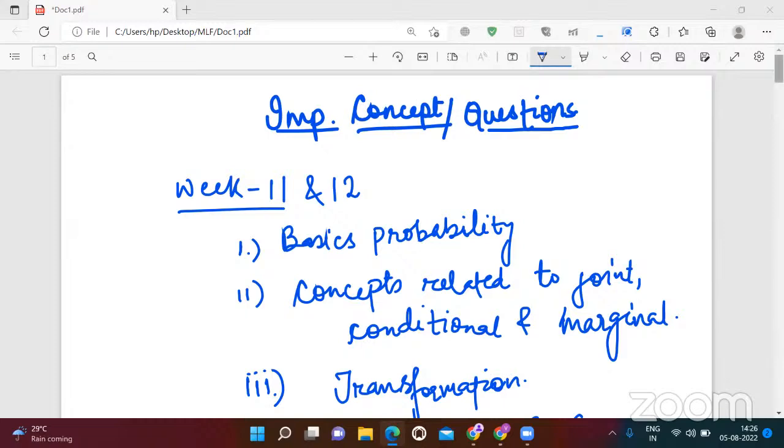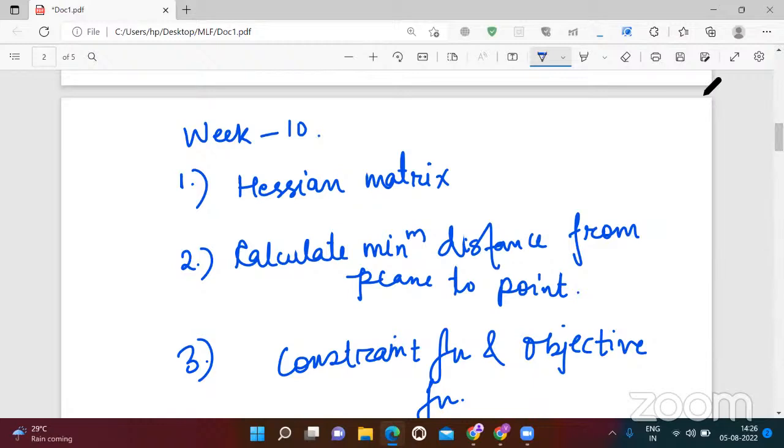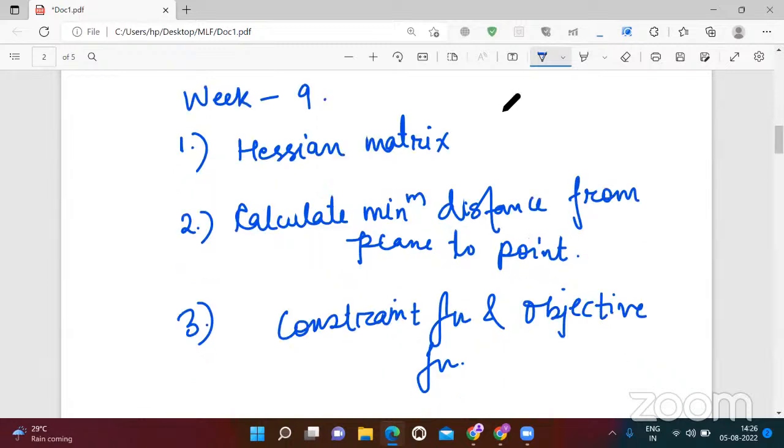I'll start with week 9. Week 9 was left, right? I'll go through the lectures also, but I'll just tell you the important topics, so that if somebody has not revised much, you can just focus on these topics.